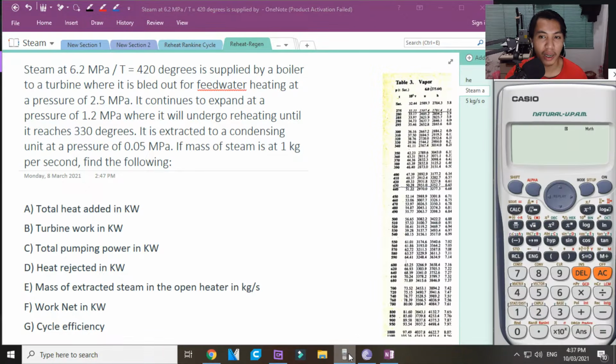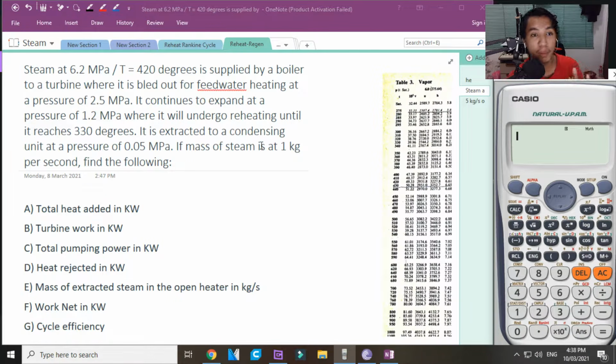Okay, so for the continuation ng ating discussion about Rankine reheat and regenerative cycle, ito yung problem. Meron akong binanggit doon na apat. Apat na cases. So, apat na cases na yon, sinabi ko, in general, you don't have to follow any formula pagdating ng Rankine reheat and regen. All you have to understand is yung problem mismo.